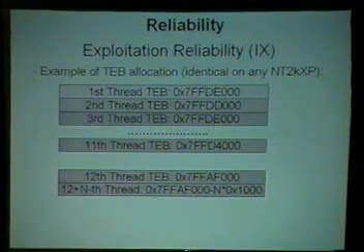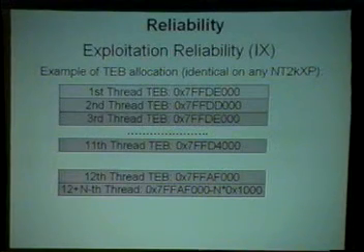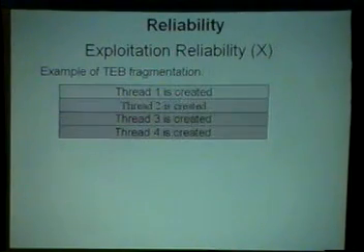So we know we can predict where the TEBs are going to be. That's why I knew that 7FFDE000 would always be paged. So we know that we have a bunch of pages that are always going to be paged. And we know that if we write to these and create a structure in these pages that are always paged, we can get control. We're facing a few difficulties though.